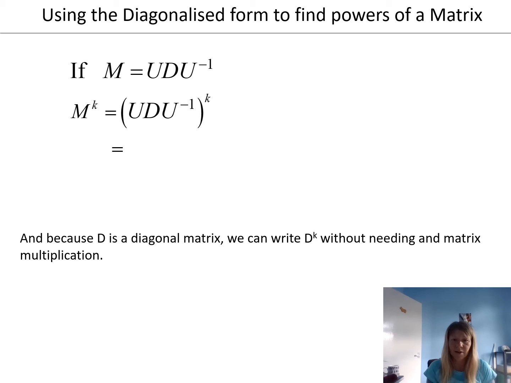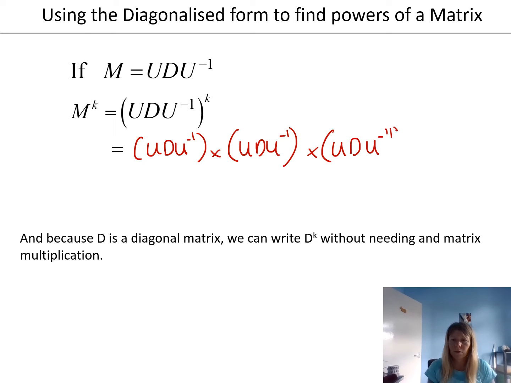you would have basically this thing, U D U to the minus 1 times U D U to the minus 1 times U D U to the minus 1 times, I'm running out of space, so I'll put dot, dot, dot, U D U to the minus 1. That's done k times. Right. So there we go.